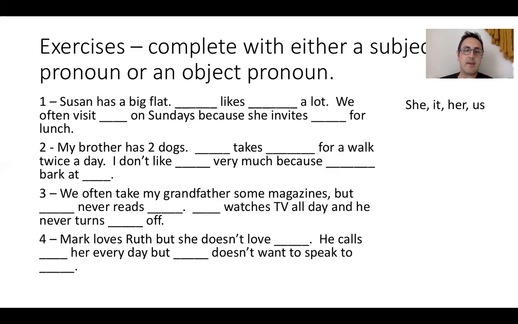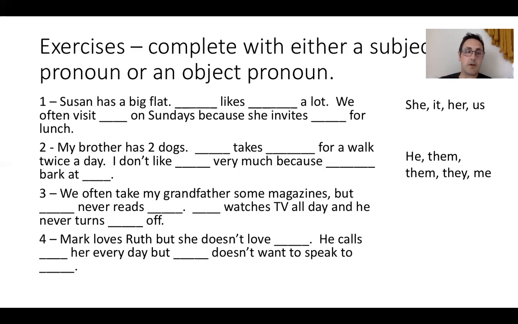I don't like, talking about the dogs, I don't like them very much because now bark is a verb, and it's like woof woof. So before the verb, it's going to be they because they perform the action of barking at, preposition, me, also the receiver of the action. So my brother has 2 dogs. He takes them for a walk twice a day. I don't like them very much because they bark at me.